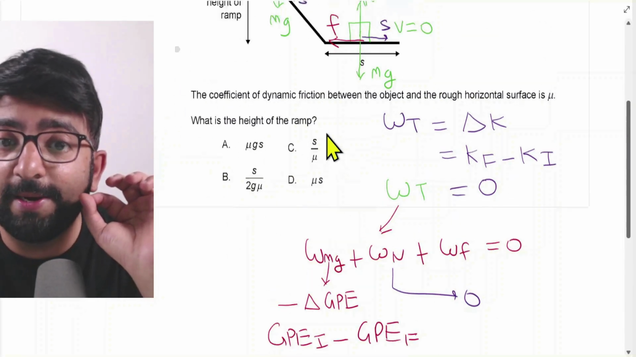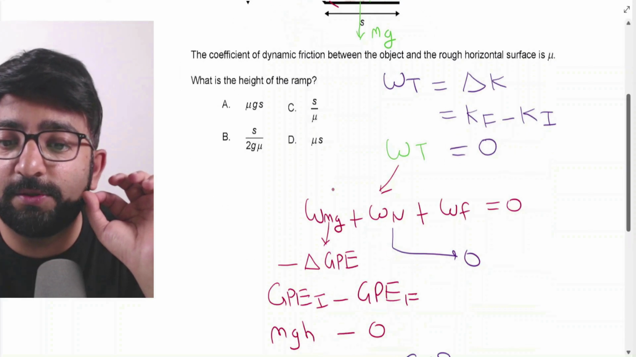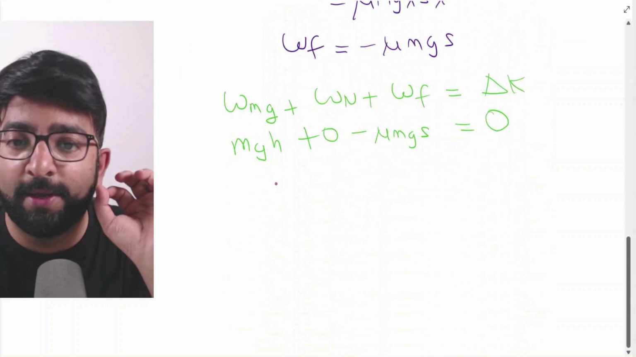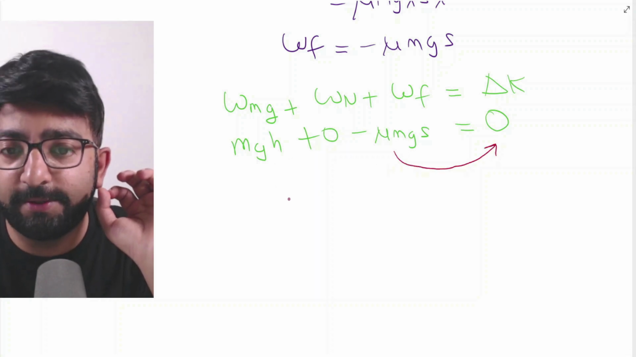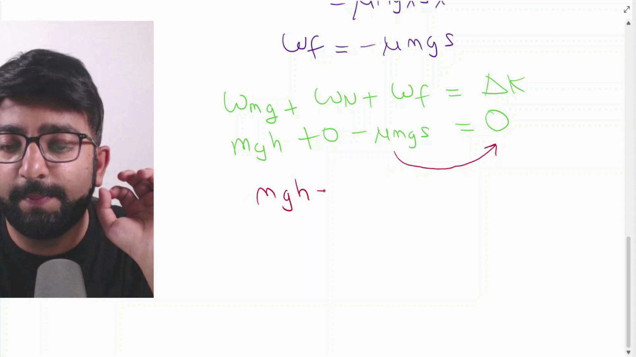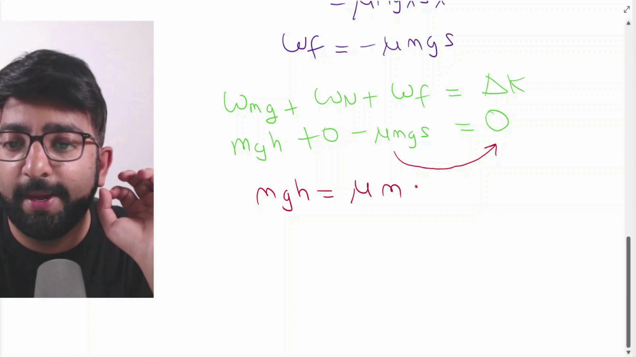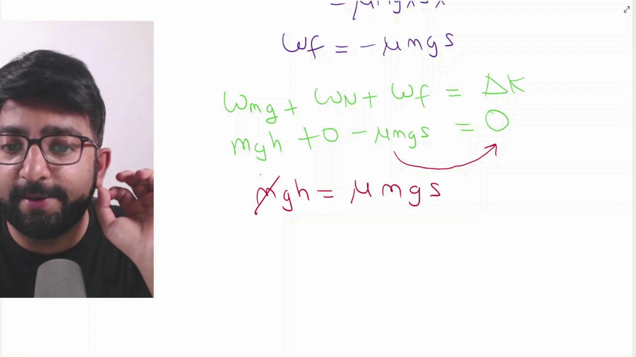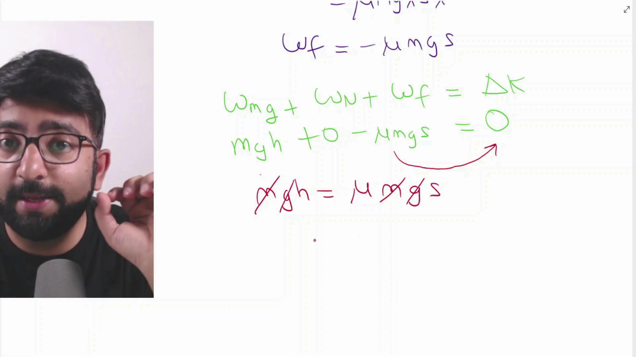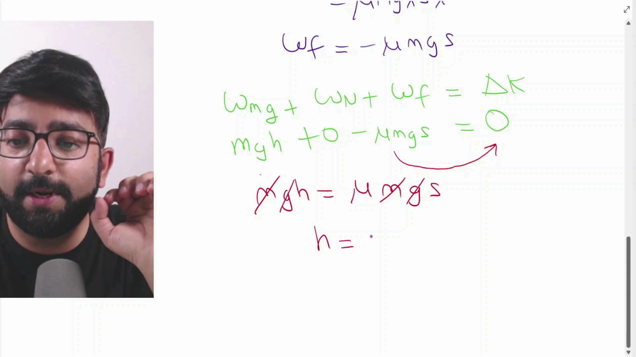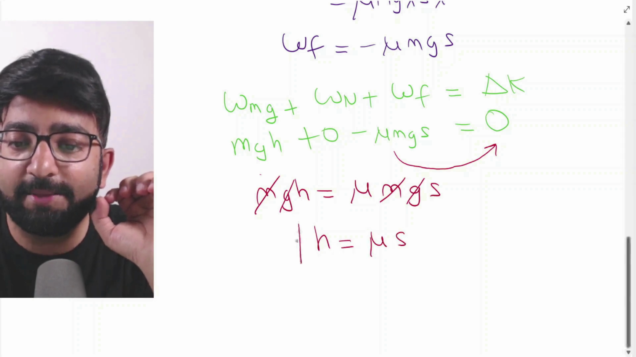We need to find the height of the ramp, which is h. So let us try to make h the subject. In this expression, if I take the minus mu mgs to the right hand side, we will get mgh equal to mu mgs. m will get cancelled out from both sides and also g will get cancelled out from both sides. And if we make h the subject, we will get mu s as the answer.